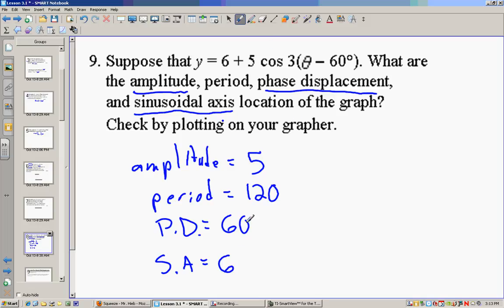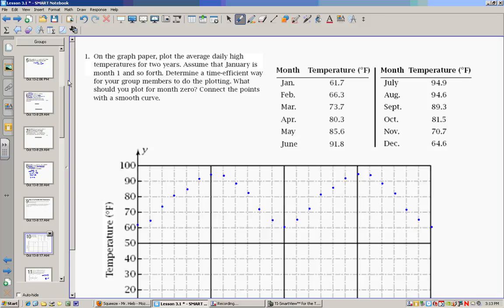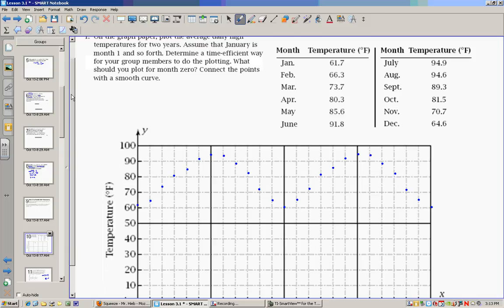Now we could plot this on our graph and see that all of that is true, but we don't necessarily have to do this. All right, now can you guys look at the worksheet and try this problem? The first thing it tells you to do is to graph these points. So can you guys graph these points on your graph?